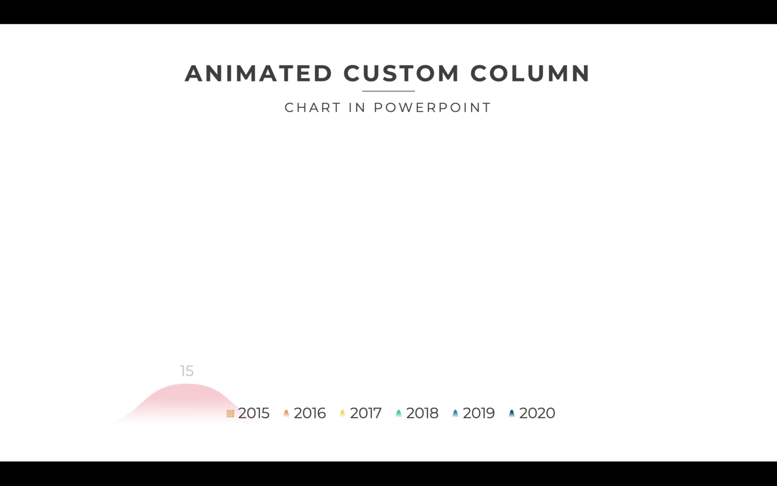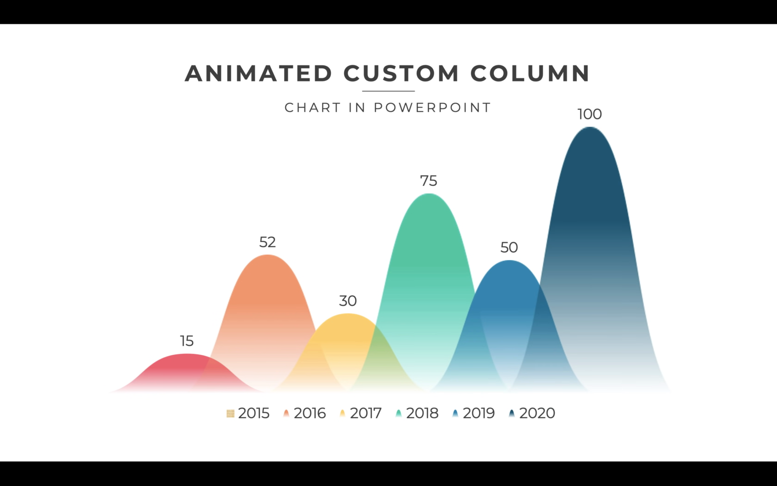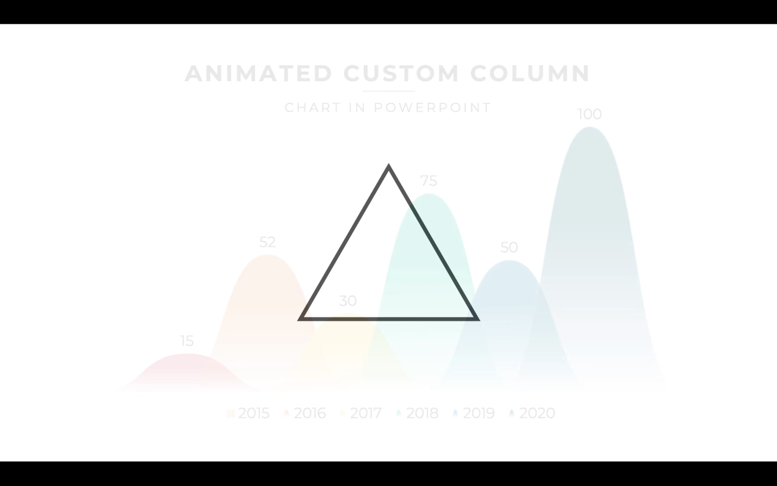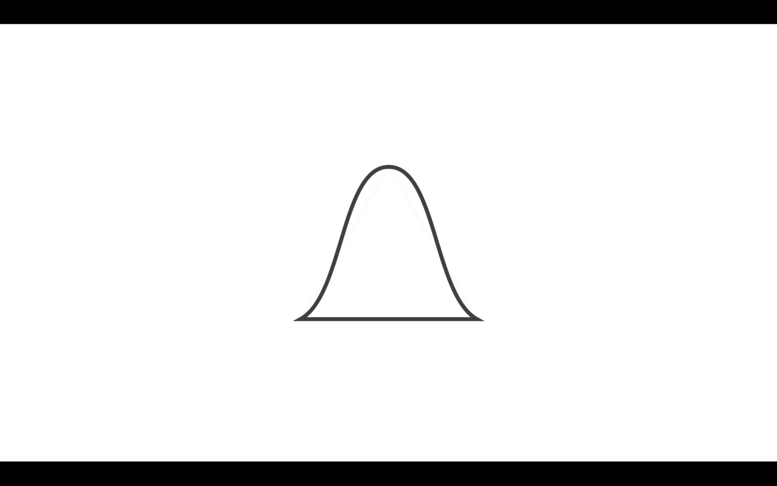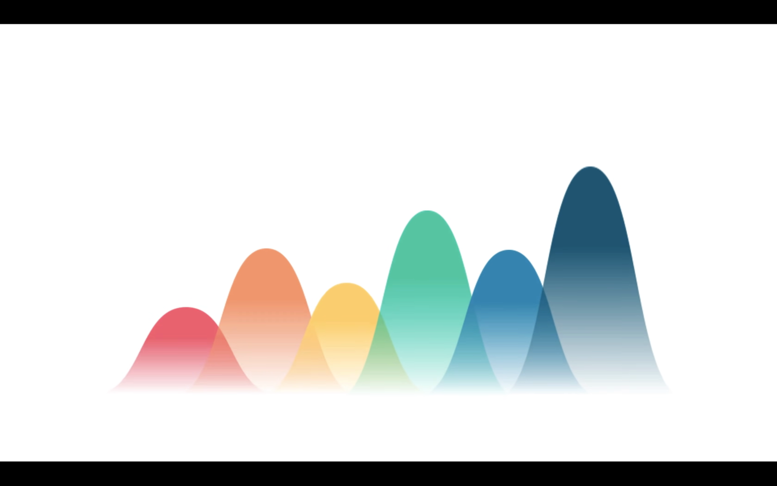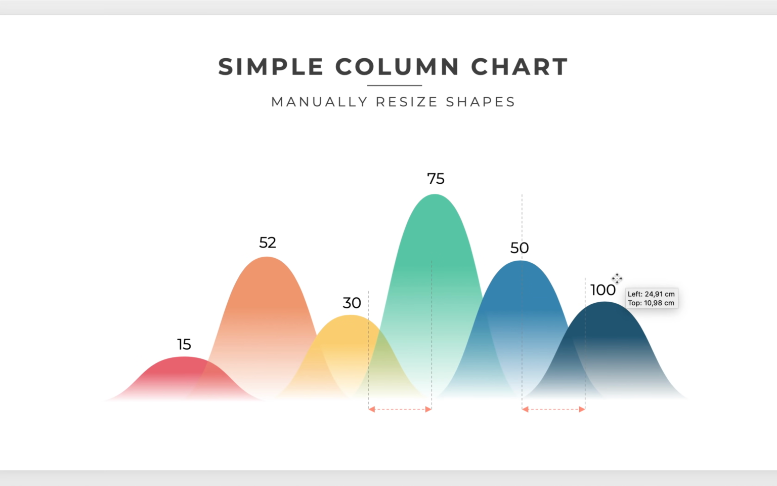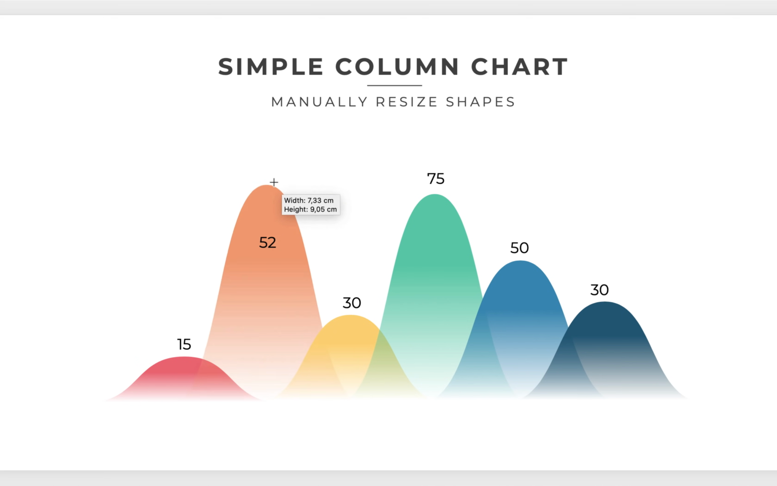Hello ladies and gentlemen, in today's video I'll show you how you can create this awesome animated custom column chart in PowerPoint. First we'll insert a triangle, make it rounded a little bit, then we'll add a gradient fill and we will duplicate this shape a couple of times. Then we will be able to create this beautiful simple column chart where you can manually resize each of those columns by dragging them. Super duper awesome.